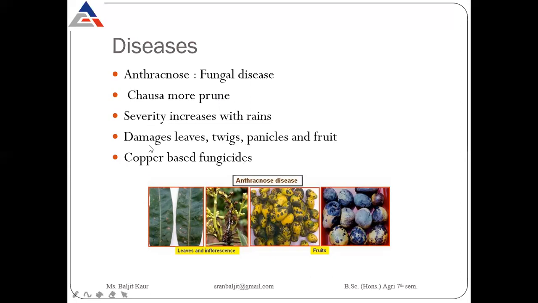Anthracnose damages the leaves, twigs, panicles, and fruits. Right. So this disease affects all the parts of the plant. It affects the leaves. Here you can see in the picture that leaves are affected, panicles and inflorescence are also affected with anthracnose, and fruits are also affected. So to control anthracnose disease, we can use copper-based fungicides, right?